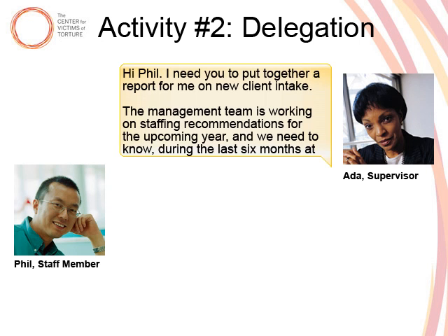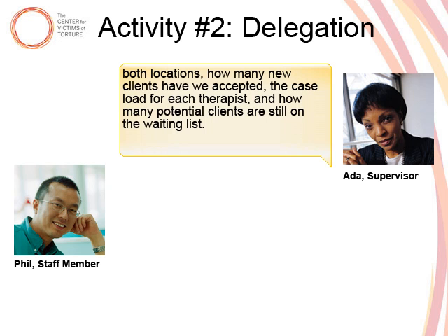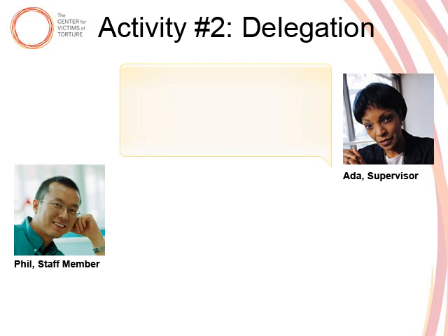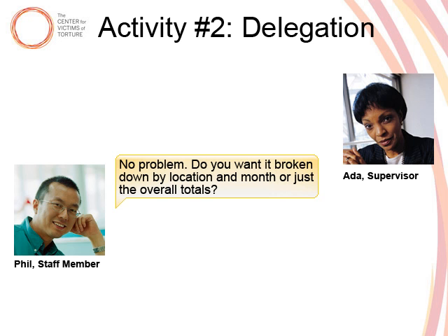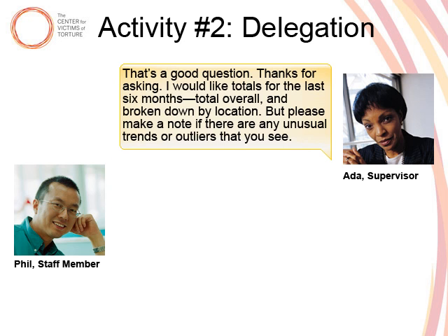Hi, Phil. I need you to put together a report for me on new client intake. The management team is working on staffing recommendations for the upcoming year, and we need to know, during the last 6 months at both locations, how many new clients have we accepted, the caseload for each therapist, and how many potential clients are still on the waiting list. No problem. Do you want it broken down by location and month, or just the overall totals? That's a good question. Thanks for asking. I would like totals for the last 6 months, total overall and broken down by location. But please make a note if there are any unusual trends or outliers that you see.